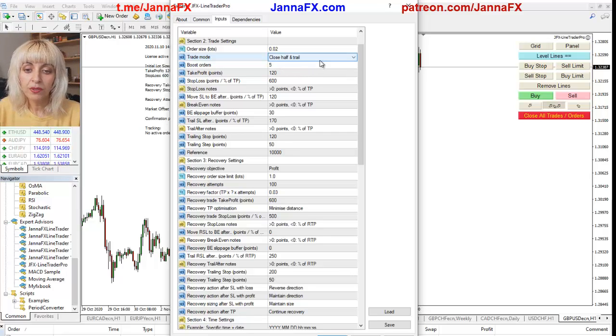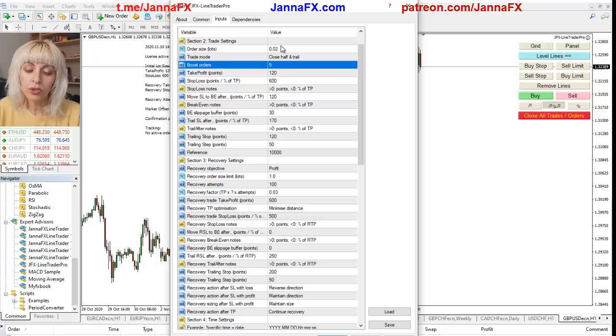Like I'm saying, those pyramidings are very good when a big move is expected. So the boost orders, you ignore them for standard, half trail, and multi-close half trail. These boost orders are only for boost mode, conservative or aggressive. Okay, so that's why I will also explain this one to you.